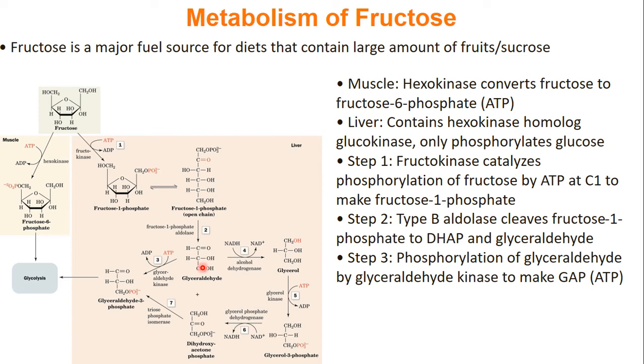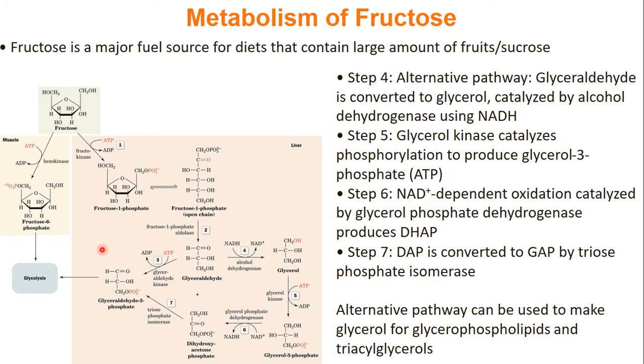Then from glyceraldehyde, you have two different paths you can take. We're going to go on the first path to the left here, and that's what we're going to call step 3. You use another ATP to phosphorylate glyceraldehyde by glyceraldehyde kinase to make glyceraldehyde 3-phosphate. Glyceraldehyde 3-phosphate can now go into phase 2 of glycolysis.